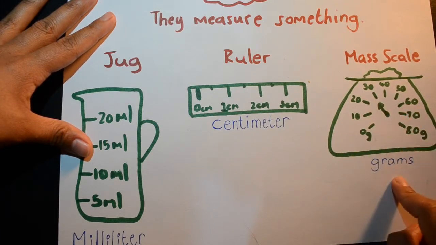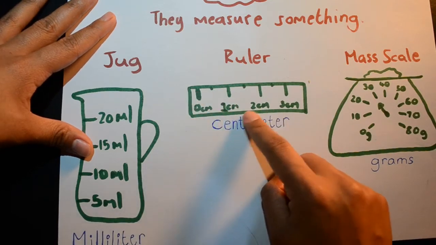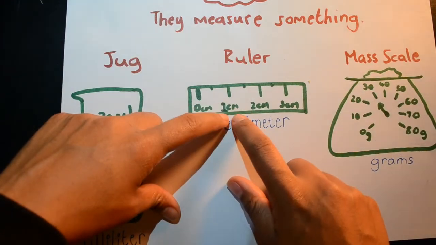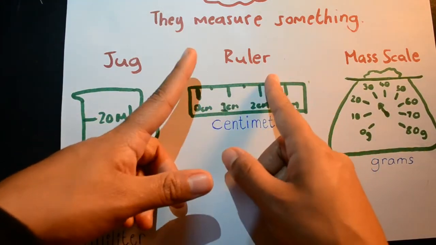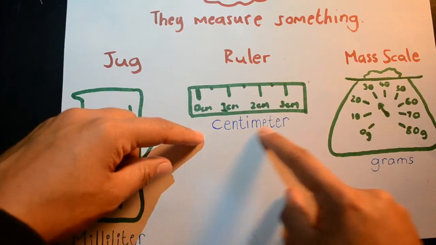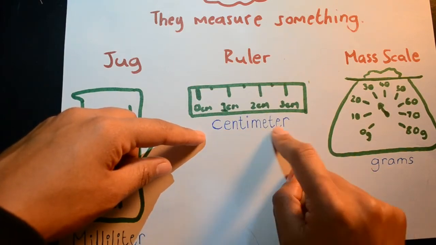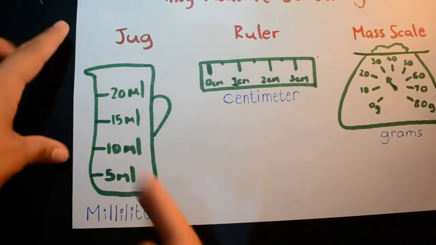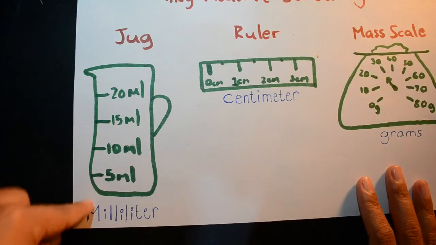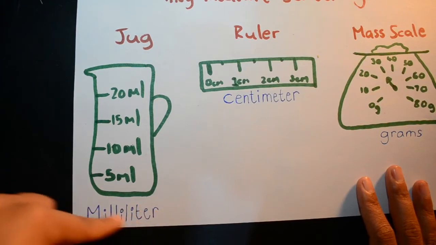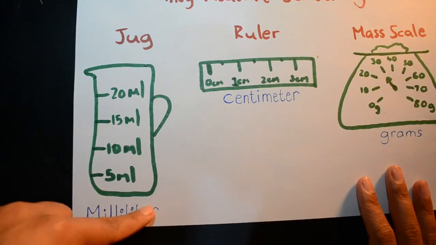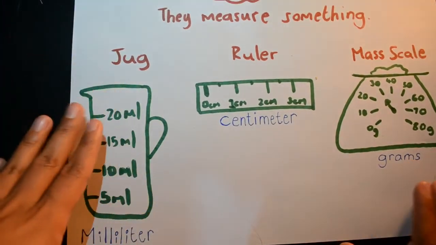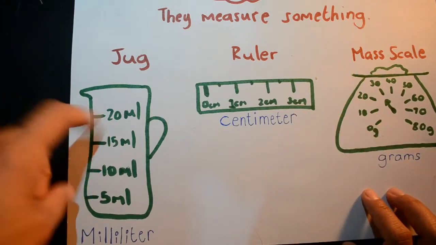It measures in grams. With a ruler in your pencil cases, you see the c and the m. It's measuring how long or short something is, and that is called centimeters, cm. And for how much something is, you'll see that this is measured in milliliters. So for now, we're just going to learn those words: grams, centimeters, and milliliters.